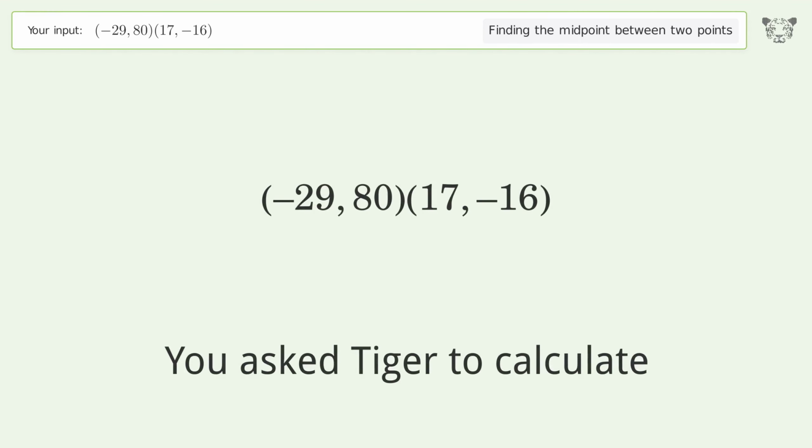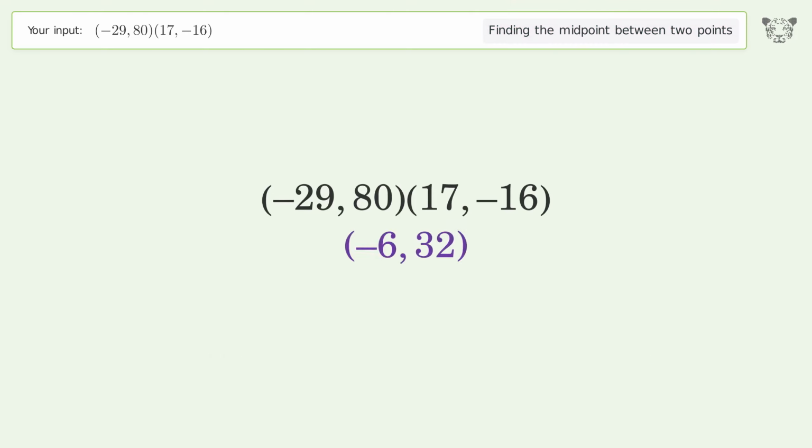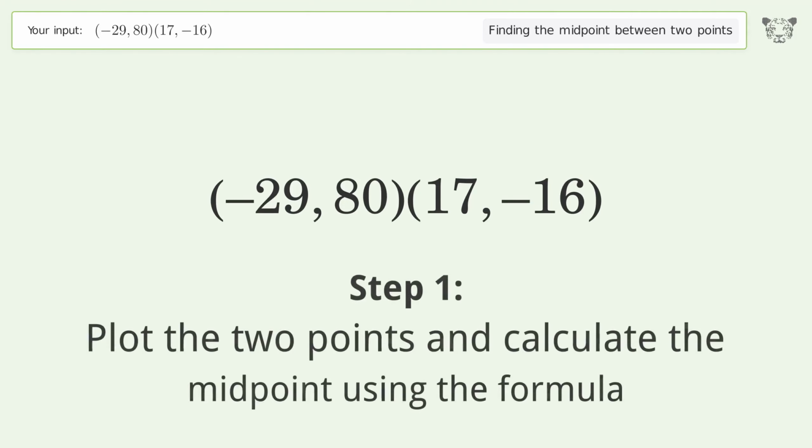You ask Tiger to calculate. This deals with finding the midpoint between 2 points. The midpoint between the 2 points is -6,32. Let's solve it step by step. Plot the 2 points and calculate the midpoint using the formula.